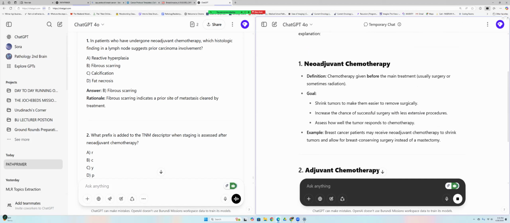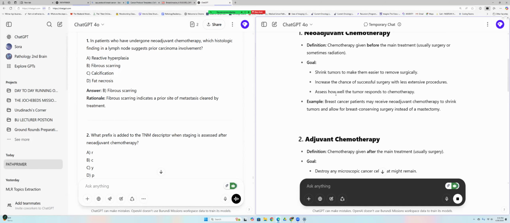So neoadjuvant chemotherapy is chemotherapy given before the main treatment, usually surgery or radiation. It shrinks the tumor to make it easy to remove surgically, increases the chance of successful surgery with less extensive procedures, and assesses how well the tumor responds to chemotherapy. That's the essence for the pathologist. Now I want to know, is there complete pathologic response? That's pT0, pathologic complete response. That's what they call it.